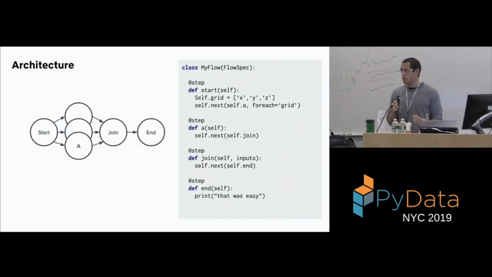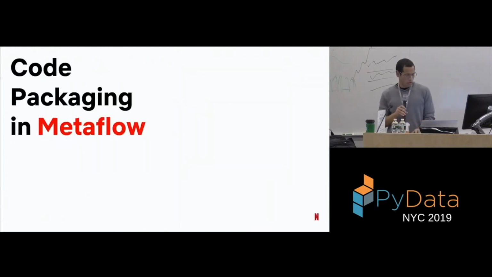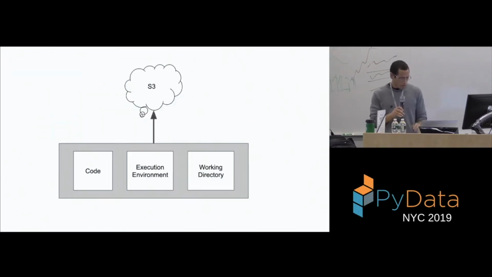So let's jump into some of the features that Metaflow provides that are relevant to reproducibility. One is code packaging. We talked about how we need to version code to be able to have a reproducible system. So what Metaflow does is it takes your code, your execution environment, and your working directory, packages it all up, pushes it to S3, and this is done for every run and iteration, so it's all versioned and can be accessed later.